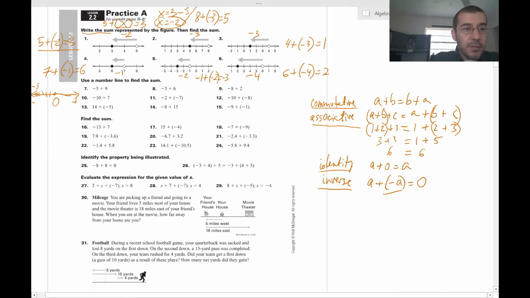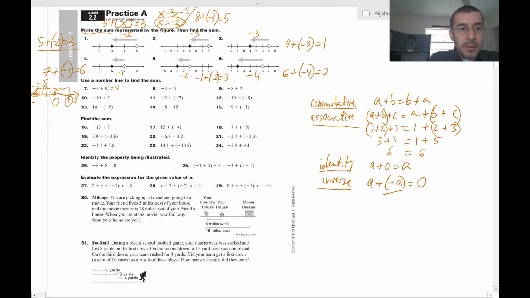From minus 5 to 0, that's 5 units, right? And then since it's plus 9, from minus 5 we're going 9 units to the right. So 5 units from minus 5 to 0, and then another 4 units to get to plus 9. 5 plus 4 is 9. So the final result is 4.